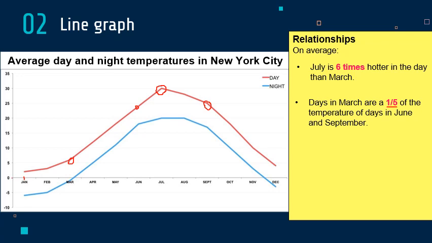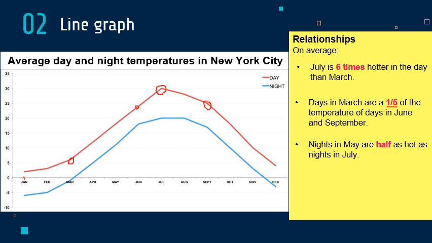We'll go, well, actually, if that's the case, then 1/5 days in March are 1/5 the temperature of days in June, because 5 times 5 is 25. So that's another way I can represent that relationship. If you just wanted to say, days in June are 5 times hotter than they are in March, that's totally fine as well. It's just another way of thinking about it using inverse operations.